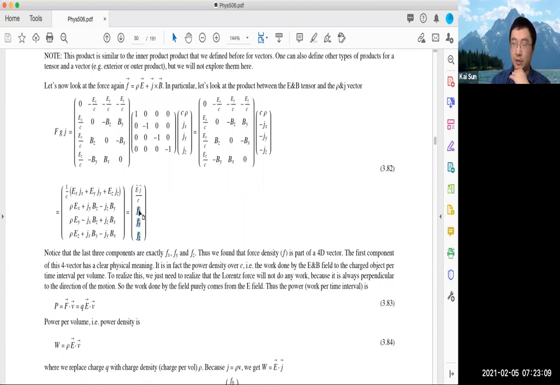And this is actually a very important conclusion. It means in the future, if we want to write down the equation of motion, and we want to organize the equation of motion into this 4D scalar, vector, tensor structure, we need to replace force by this 4D vector.